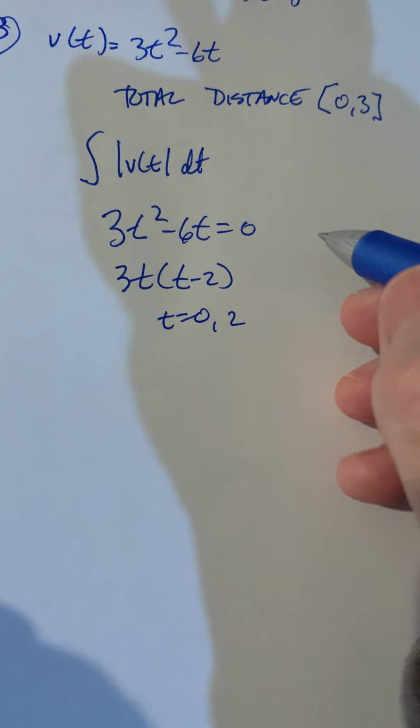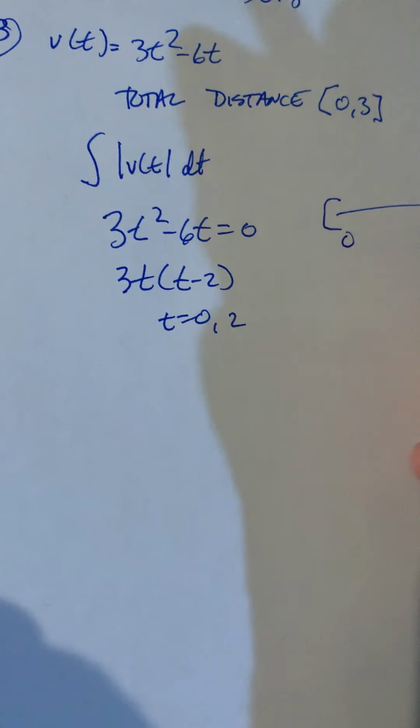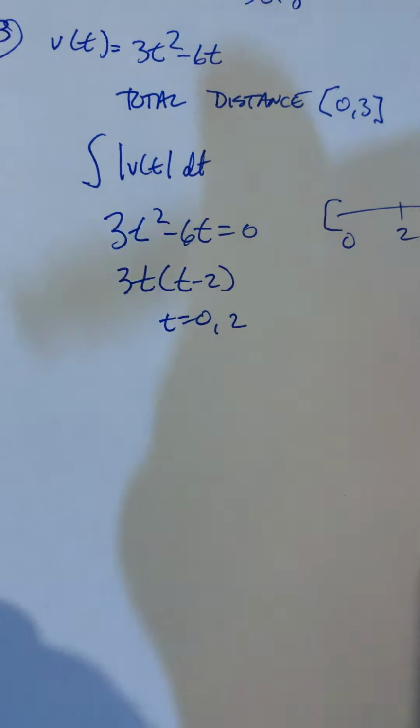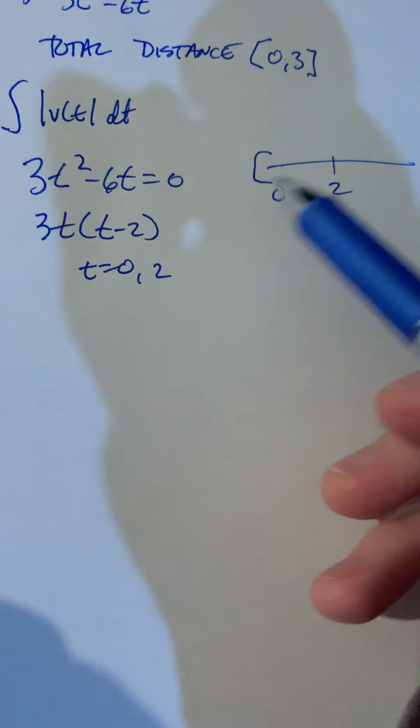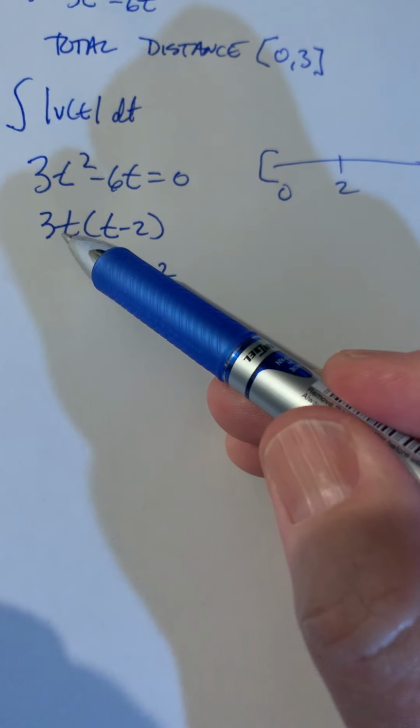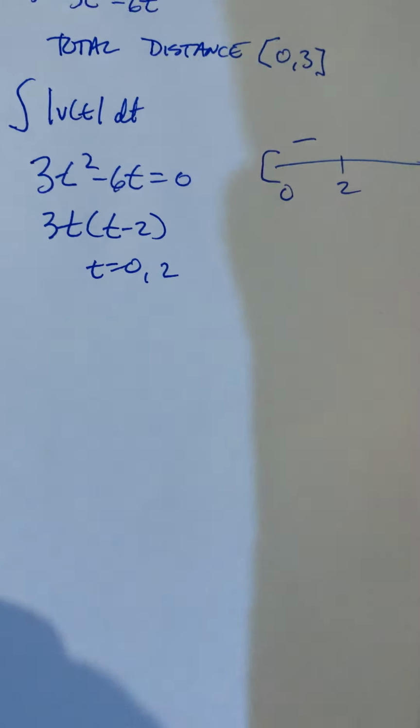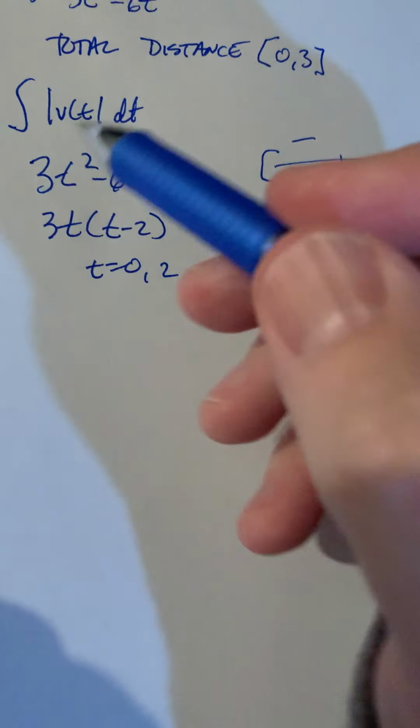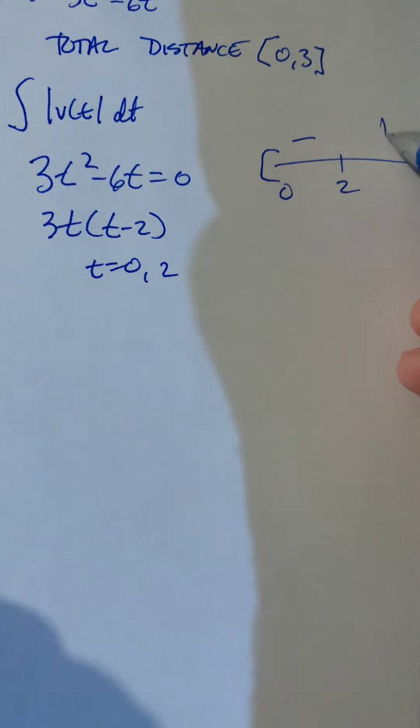So the next thing I'm going to do is put those on a little number line, 0 and 2. If I plug in a number between 0 and 2, that's going to be positive times negative, so my velocity is going to be negative. And then after 2, positive, positive.